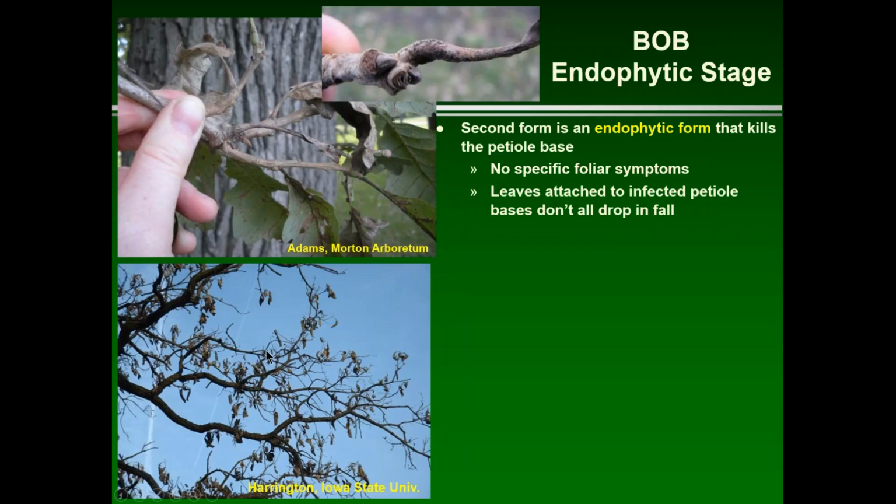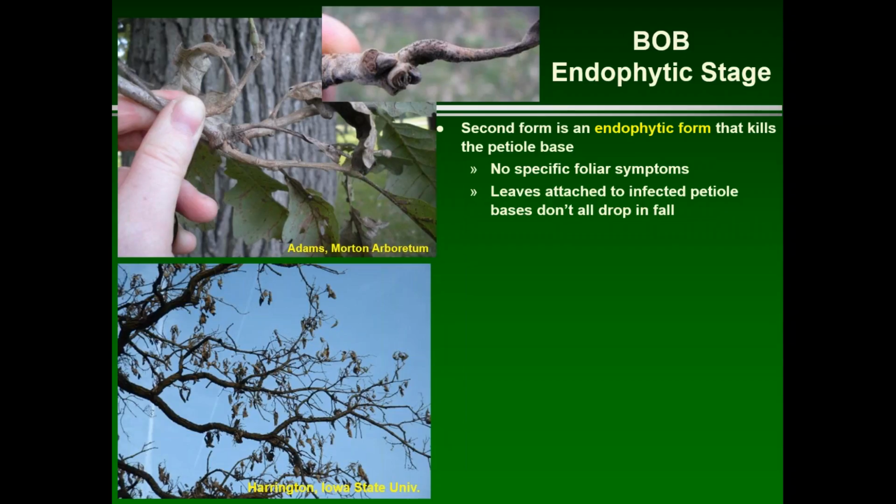So if you look at a bur oak that has a number of these endophytic forms that are killing the petiole bases, the leaves don't drop. They tend to hang on the trees in groups. And so during the winter time, you can look up at the tree and see these clusters of dead leaves that didn't drop from the canopy of the tree.